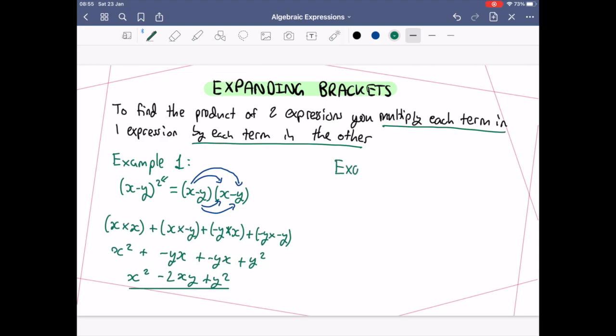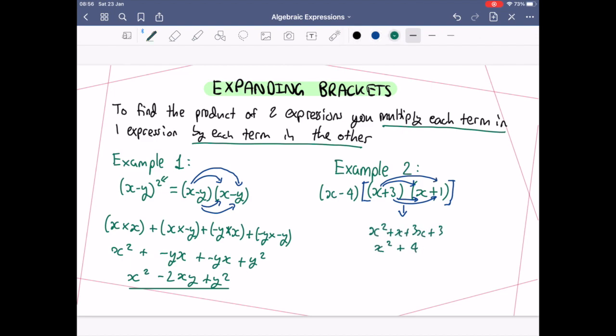Now, for example 2, we have (x minus 4), (x plus 3), and (x plus 1) all in brackets. So what we can do is take a pair at a time. First of all, let's go through (x plus 3) and (x plus 1). Multiplying each term in one expression by each term in the other, we end up getting x squared plus 4x plus 3, and then we bring down x minus 4, and then we just do the same.